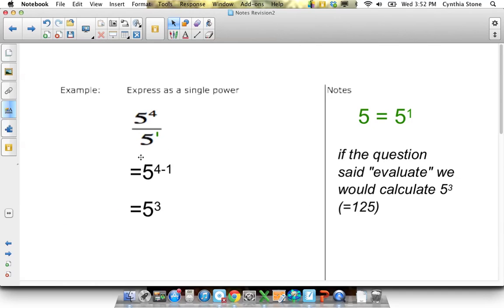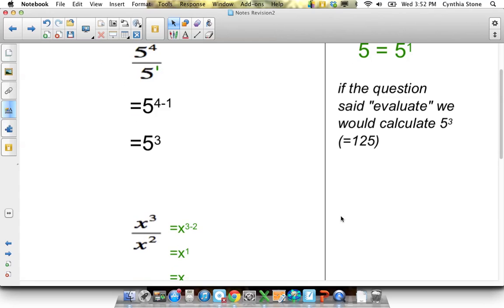This time you've got the form that I'm more used to, which is a fraction, remembering that 5 is equal to 5 to the 1, and so 4 minus 1 or 5 to the 3. Okay, and like I say, if the question said evaluate, then you'd go ahead and put in your calculator. 5 to 3 is 125. 5 times 5 is 25. 25 times 5 is 125.